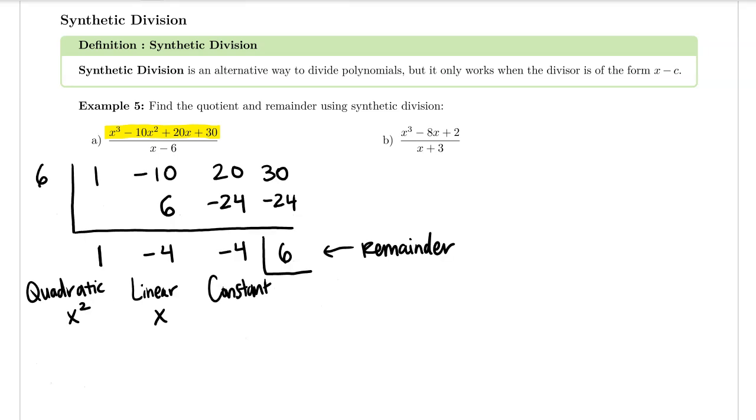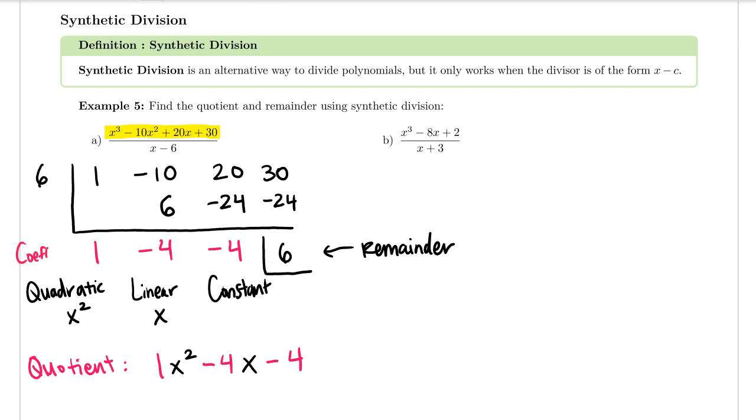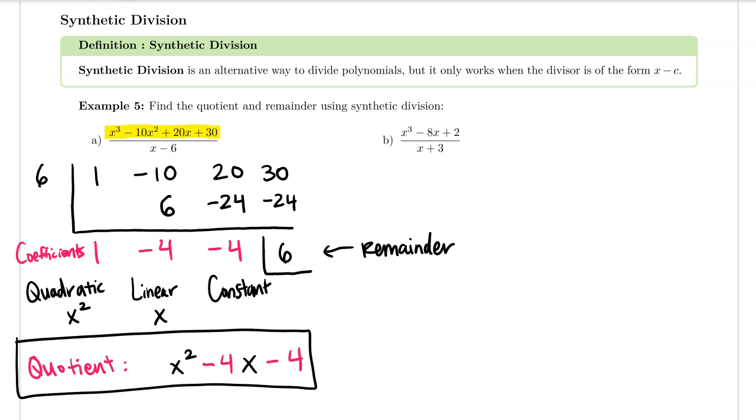Okay, so let's go ahead and write out our quotient. Our quotient is 1x squared minus 4x minus 4. I'm just pulling these, which represent my coefficients for my quotient, and I'm pulling them down here. And really 1x squared is the same thing as x squared, so I could just erase that part. So here is my quotient, and then again, the remainder, which we have highlighted here, is 6. So there's our completed answer for part A.